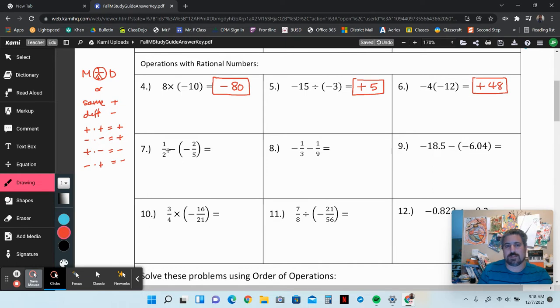This one over here is going to be number 7, 1/2 take away the quantity of negative 2/5. You can rewrite the subtraction as addition. This would be 1/2 plus the opposite of negative 2/5, which is positive 2/5. Then you need to have a common denominator.